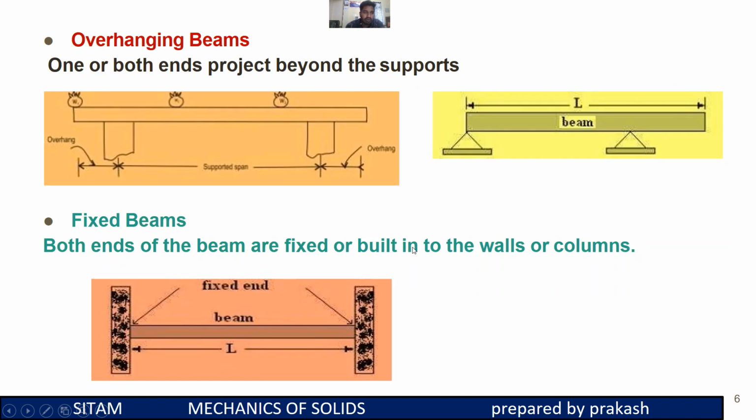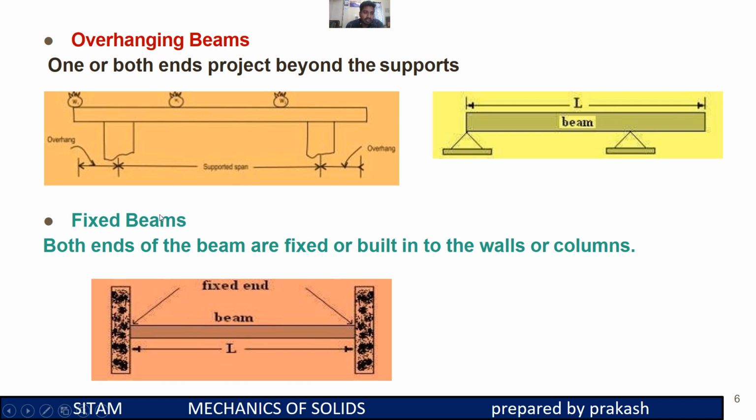And next one is the overhanging beam. In an overhanging beam, one or both ends of the beam project beyond the supports; the beam is continuous beyond the supports, and is called an overhanging beam. The best examples are these. In a simply supported beam, the supports are at the ends of the beam, but in an overhanging beam, the beam should overhang beyond the supports.